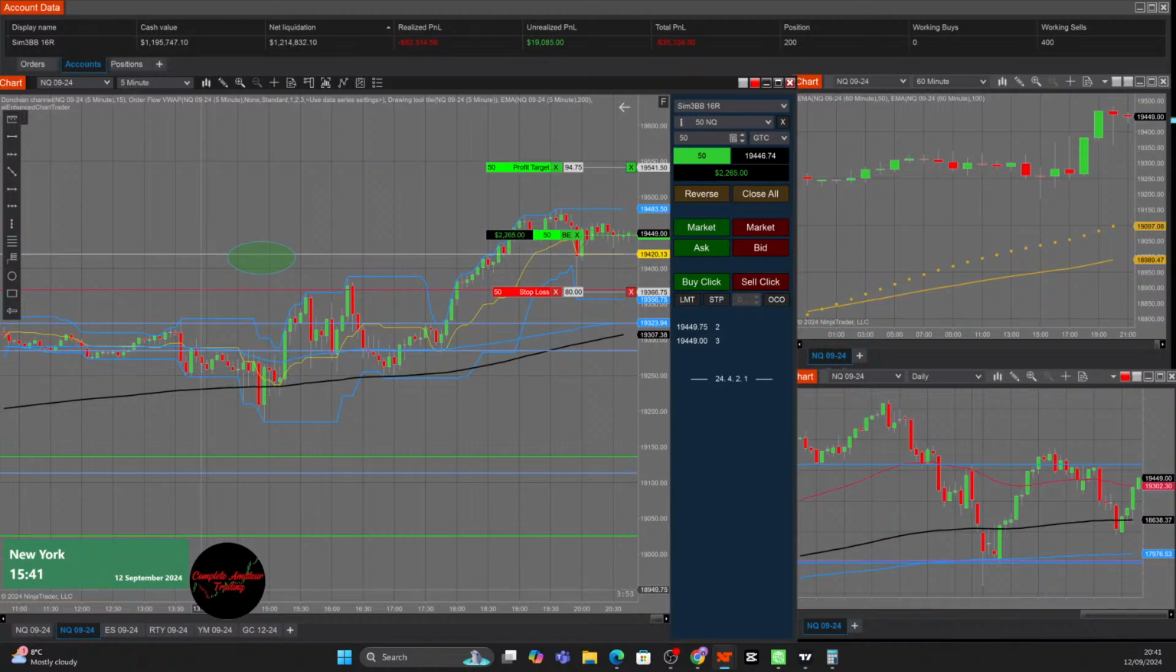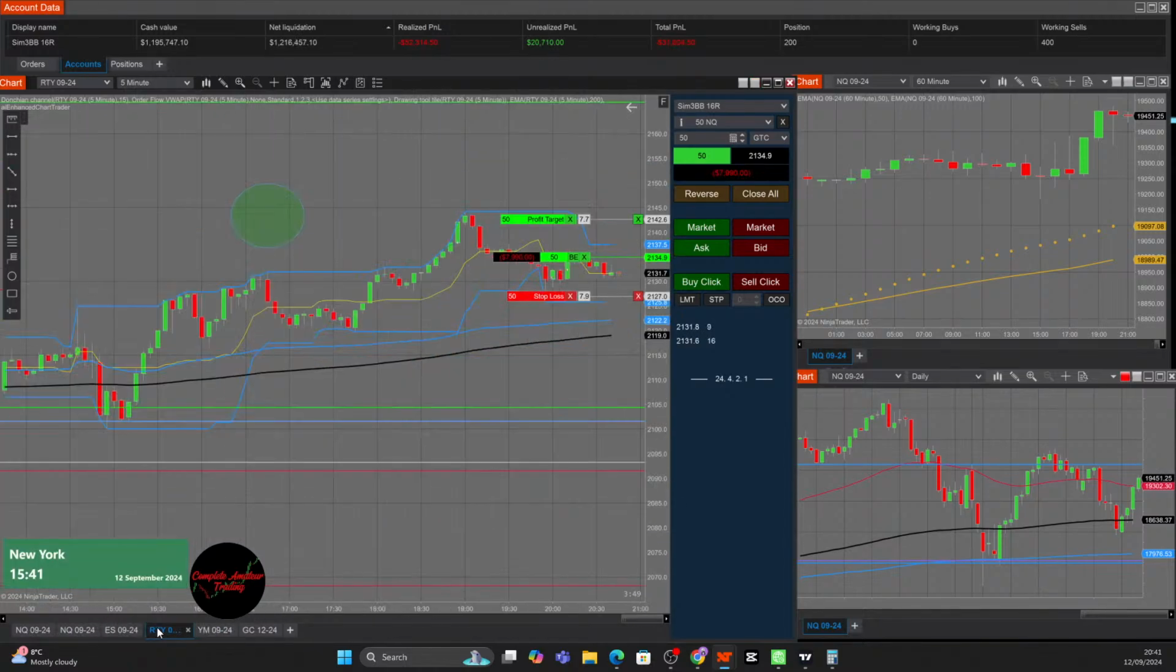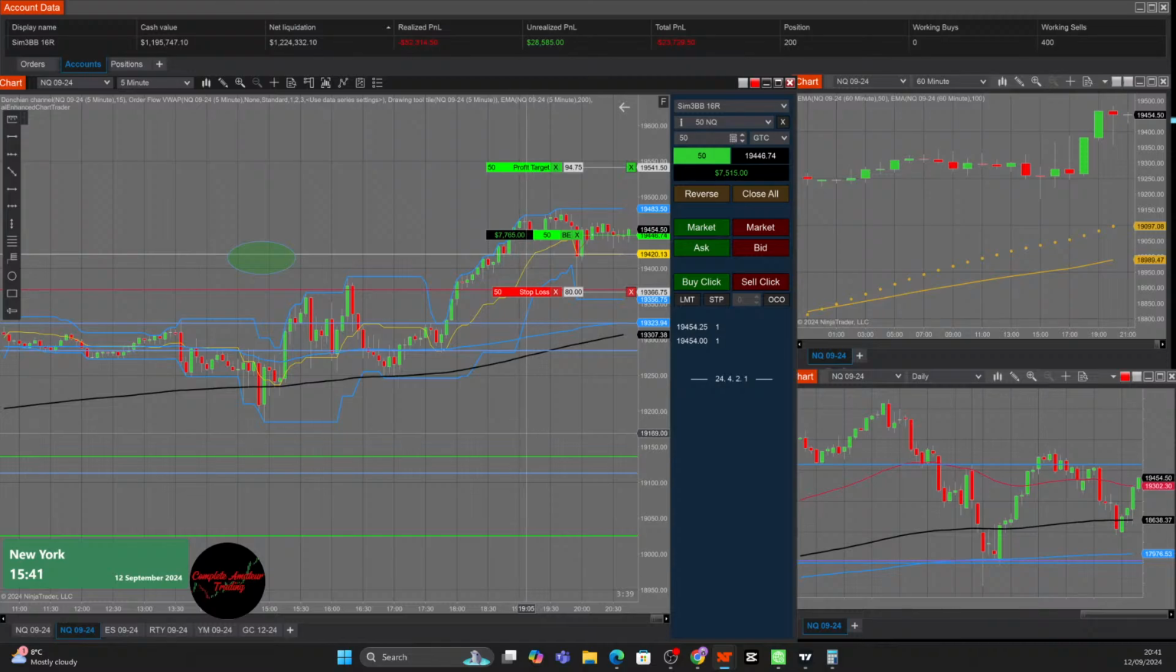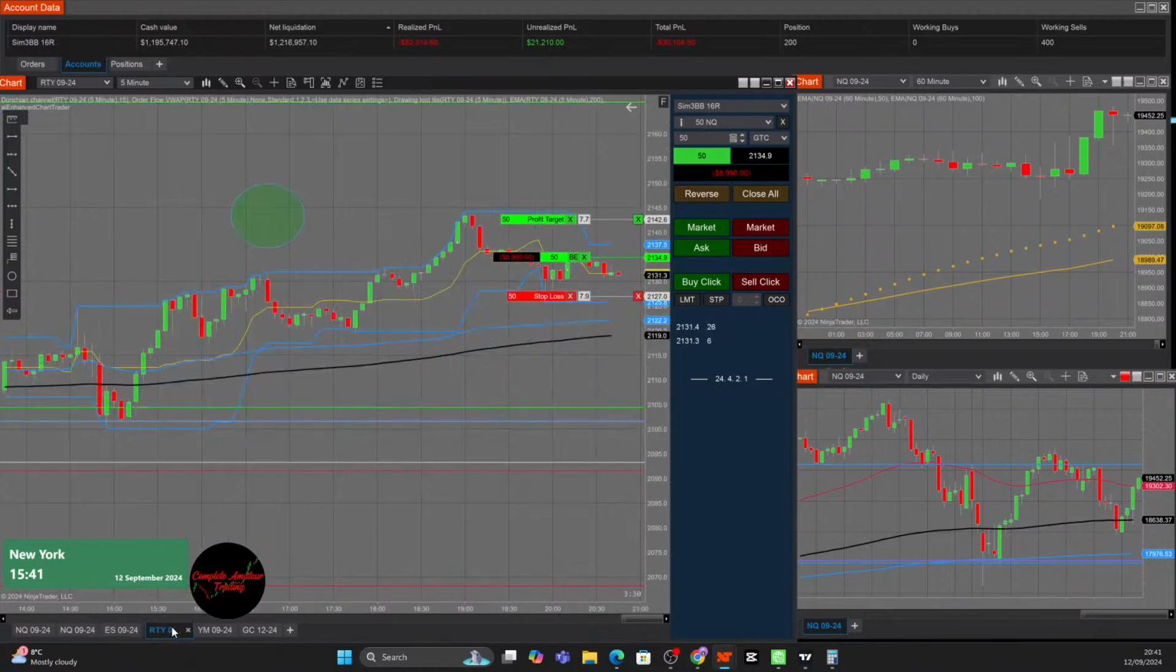Ideally, we'd like to hit target on YM. That would somewhat offset the likely loss on RTY here. That's interesting. What's happening there? Some buying. What's happening over here? Buying. Seeing selling.